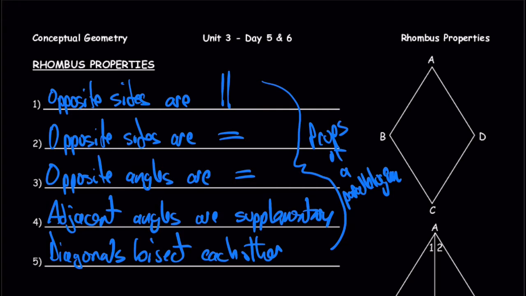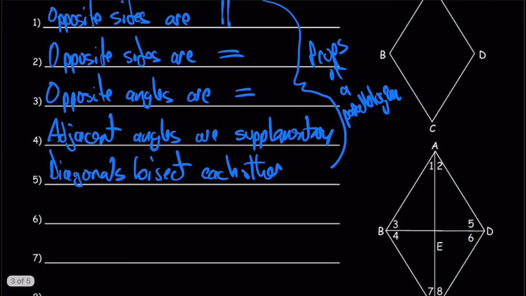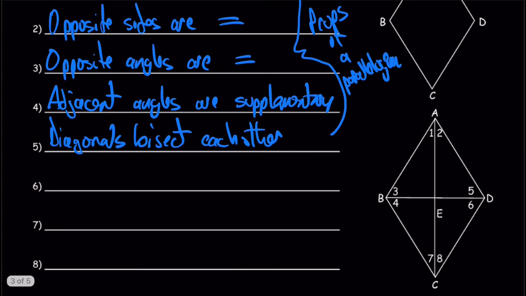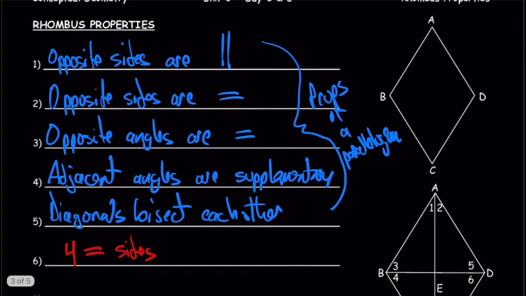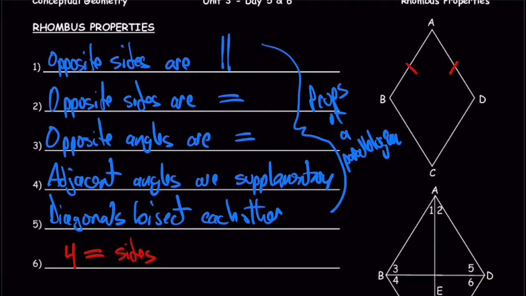So a parallelogram, a rectangle, and now a rhombus all have those five properties. What distinguishes a rhombus is that it has additional properties. Okay, so the first thing we talked about, four equal sides. All the sides are equal. So in this shape right here, we can define that. We also know opposite angles are equal. We can put those in.